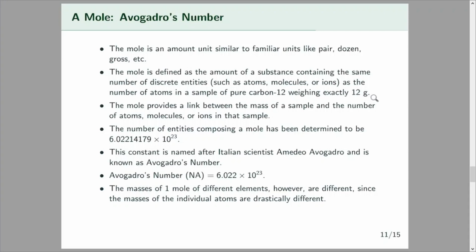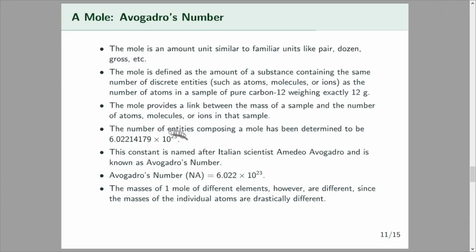Now the tricky part of this is that the mole is an enormous number. The amount of pure carbon-12 atoms weighing exactly 12 grams is this number down here, 6.02214179 times 10 to the 23rd. That's 23 zeros after it. That's an enormous number, and so you wouldn't ever have that many buses or cars. It's almost always atoms or molecules that you're talking about.